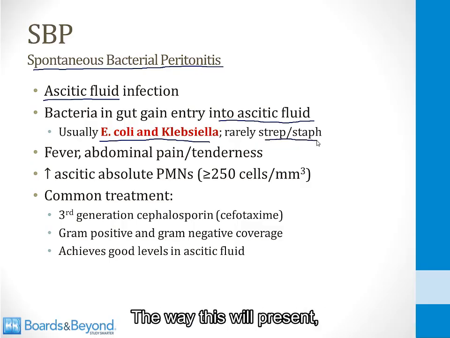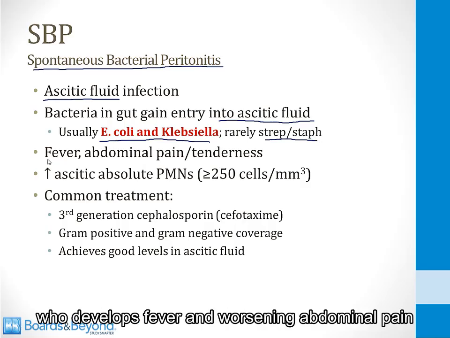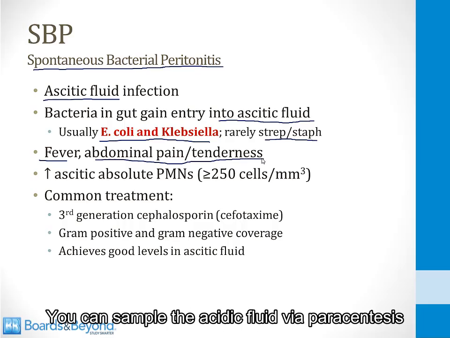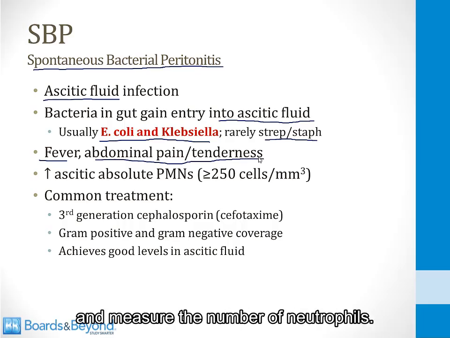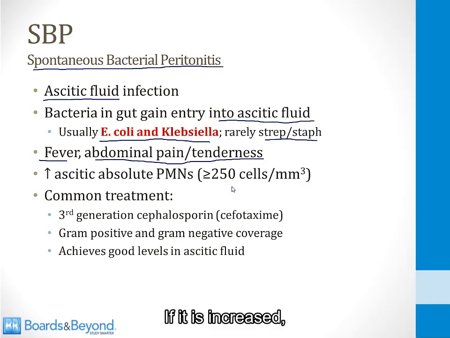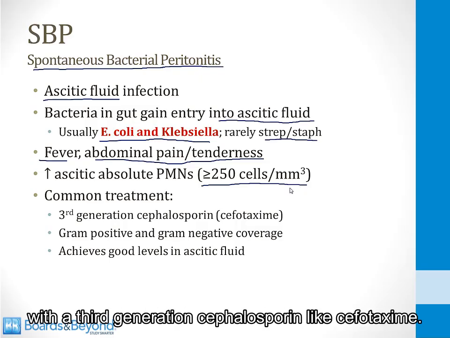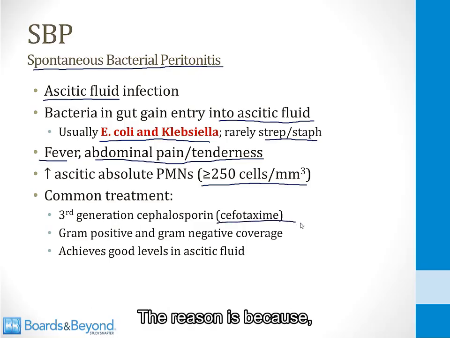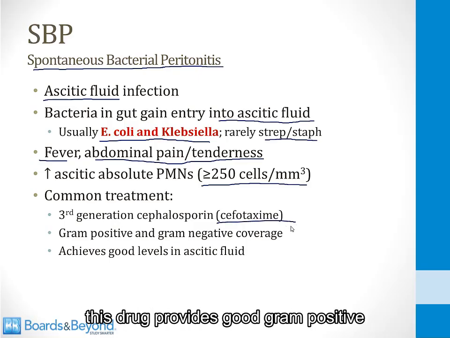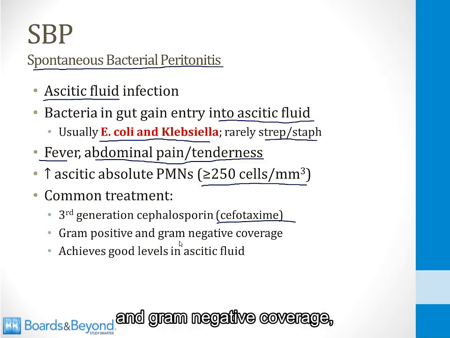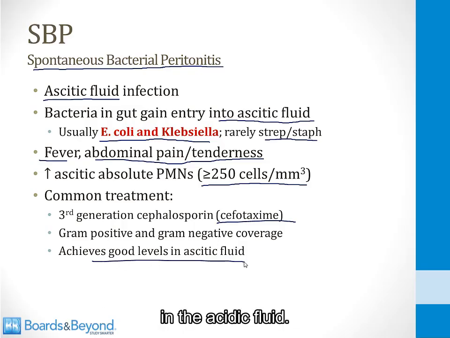The way this will present is in a patient with known ascites who develops fever and worsening abdominal pain and tenderness. You can sample the ascitic fluid via paracentesis and measure the number of neutrophils. If it is increased, which is greater than 250, that suggests infection. And this is commonly treated with a third-generation cephalosporin like cefotaxime. The reason is because this drug provides good gram-positive and gram-negative coverage, and it's also known to achieve good levels in the ascitic fluid.